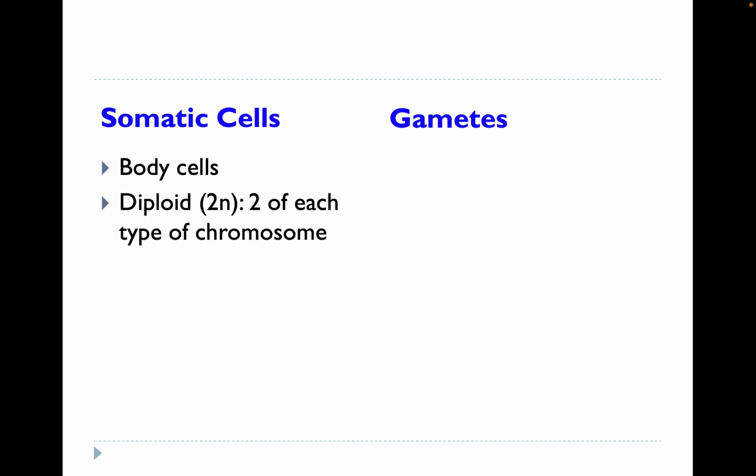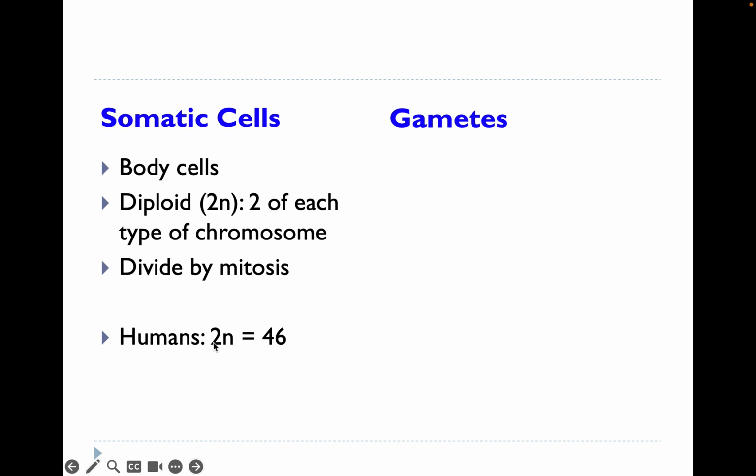All right, so let's talk about some different cell types here. Somatic cells are all the cells that make up your body. They're diploid, which means they have 2 copies of each type of chromosome, one from your mom, one from your dad. And we call that 2N. There's 2 of everything, 2 of each chromosome in a diploid cell. These cells divide by mitosis.